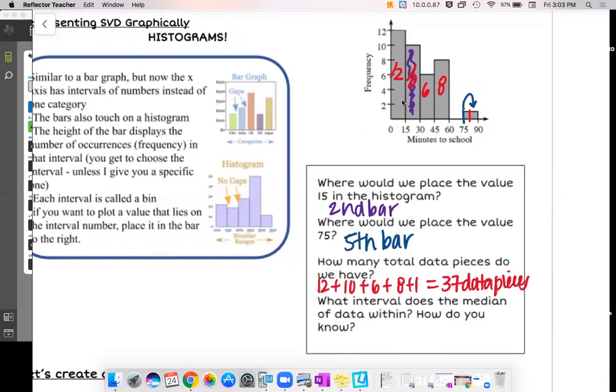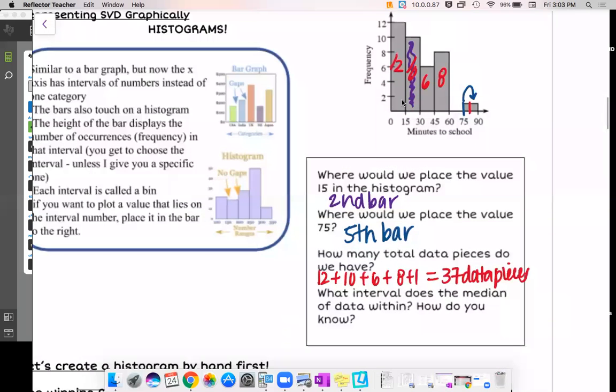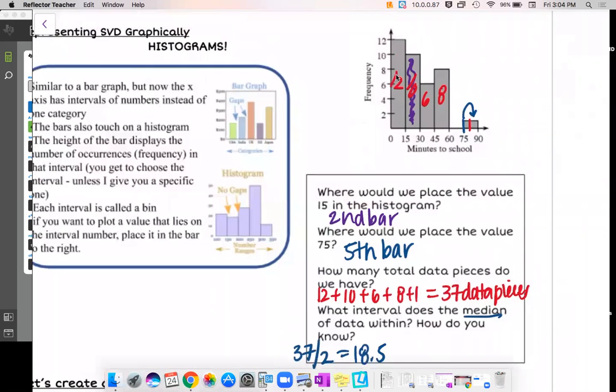And then the last question is, what interval does the median, remember median is the middle of this data, what interval does the median that's a terrible question. What interval does the median of the data fall within? Where is the median? What interval is it in, and how do you know? I think is what I was getting at there. So we know median is the middle, so I'm going to take 37, and I'm going to divide by 2. So let's see what that becomes. 37 divided by 2, 18.5. So that means 18 to 19 pieces of data is where your middle is going to occur. So if we go back up to this bar up here, I only have 12 in the first bar.